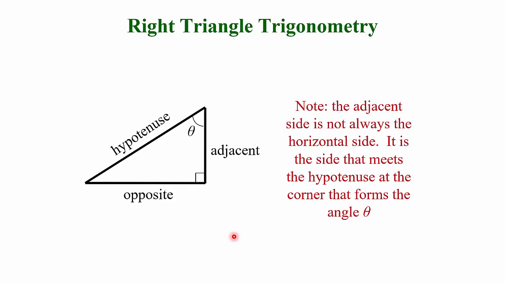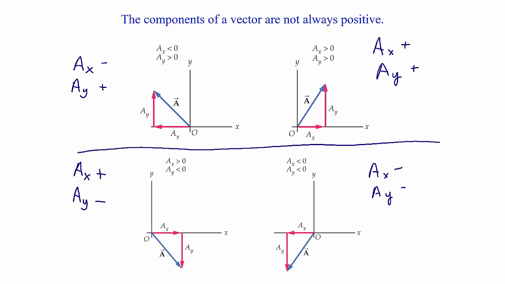Notice the adjacent side is not always the horizontal side. If we're given this angle, theta, then the hypotenuse and the adjacent side meet at the corner that forms that angle. And so here, this vertical side would be the adjacent side, and then this horizontal side would be the opposite side. It's the one that's across from theta. And so you have to be careful when you're trying to find components of vectors. Make sure that you know whether that angle is the angle with the horizontal or the angle with the vertical. Make sure that you can identify the opposite side and the adjacent side so that you don't get your 2 components backwards. When we're dealing with components in physics, these components can be negative.